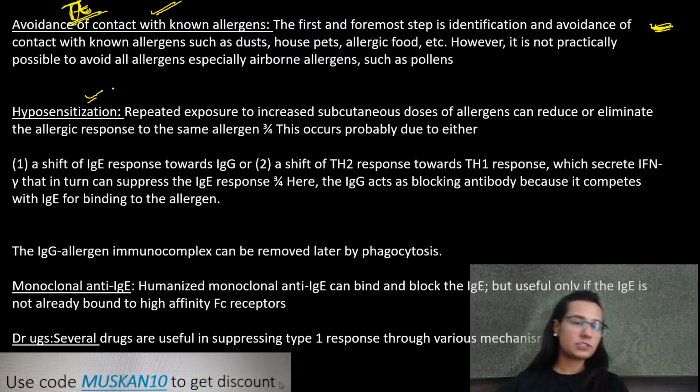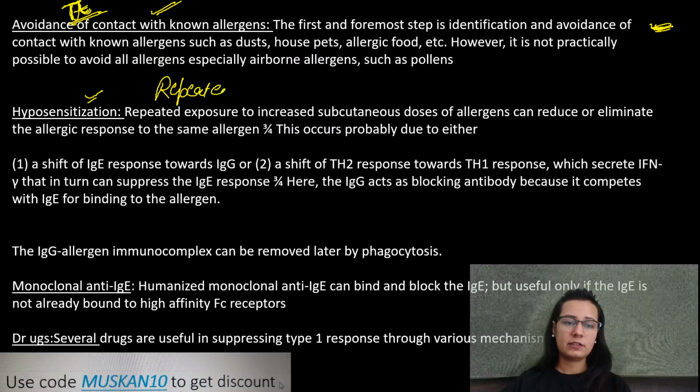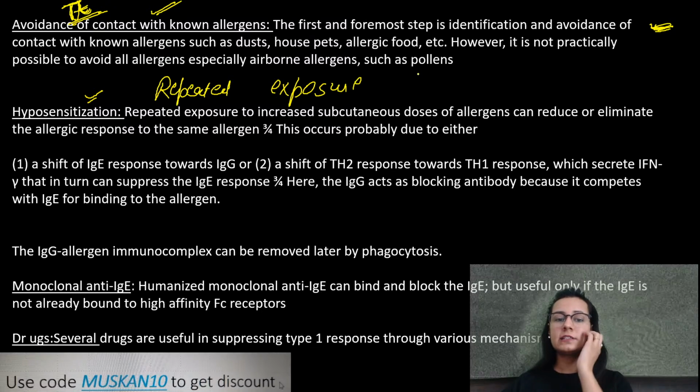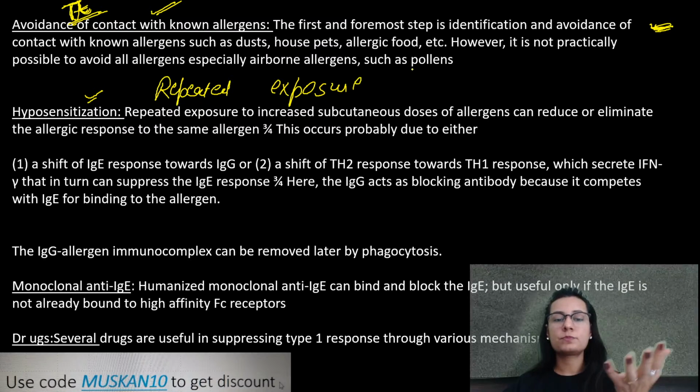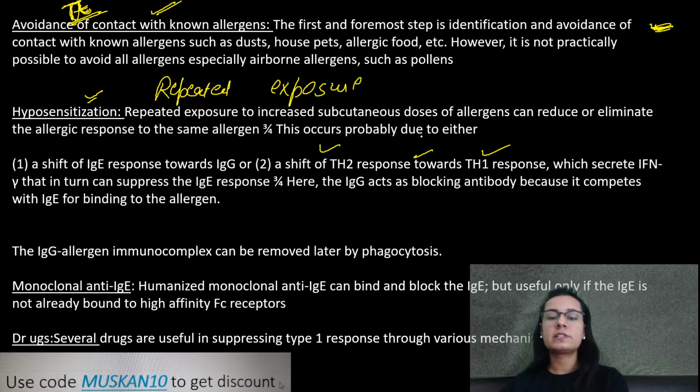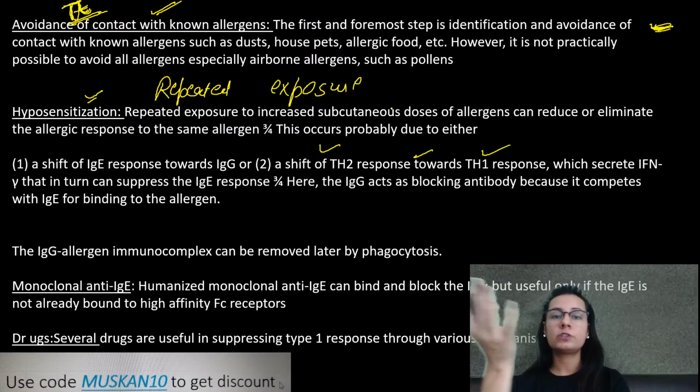Now, hyposensitization, repeated exposure. That is, when we give repeated exposure to increased subcutaneous doses of allergen, it can reduce or eliminate the allergic response. So what we do is give repeated exposure to the person, and the allergic response will consequently decrease every day. That is, a shift of the IgE will occur towards the IgG, and a shift of the TH2 will occur towards the TH1, and TH1 is inhibitory for type 1 reactions.